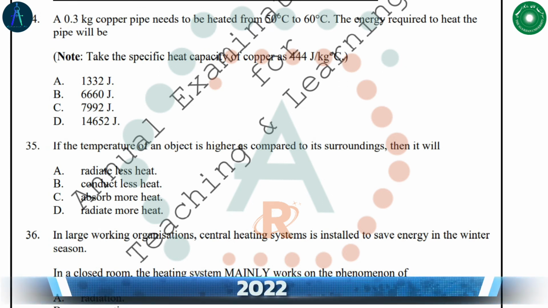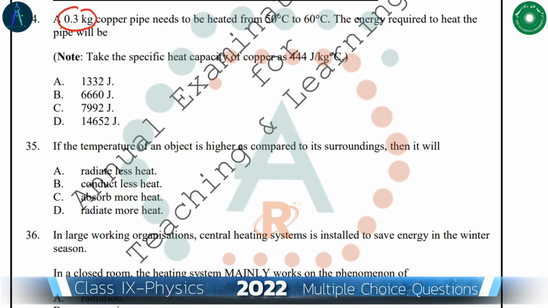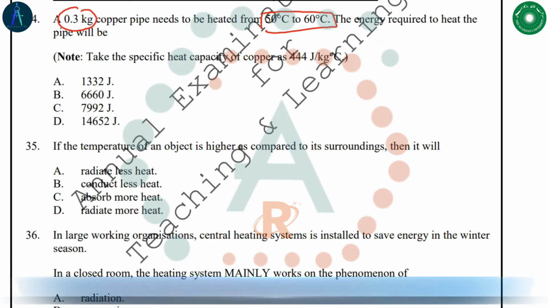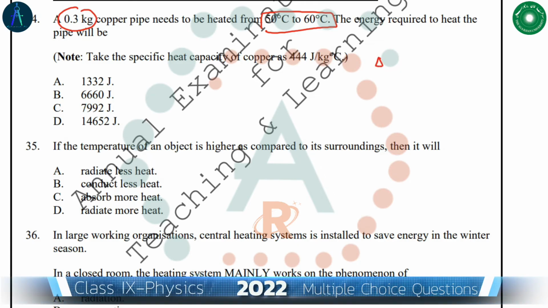Let's see question number 34. A 0.3 kilogram of copper is heated from 50 to 60 degrees centigrade. So this is the change in temperature. The energy required to heat the pipe will be... So the formula for heat we are going to apply is Q = cmΔT.